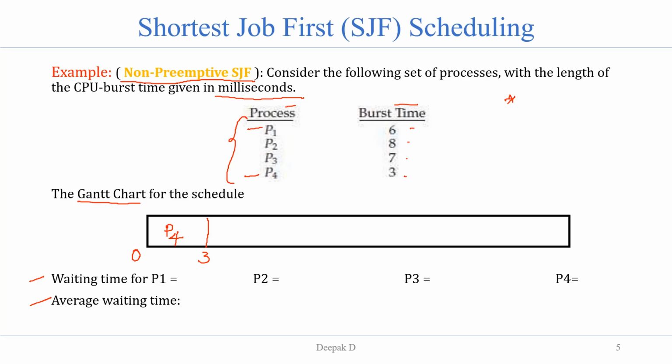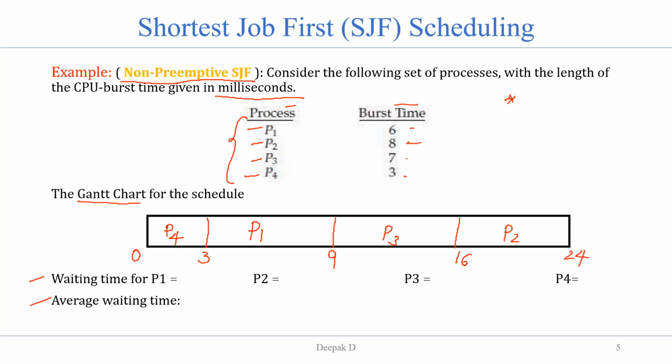So P1 is executed for 6 more milliseconds. So P1 here, and the value is 9. And the next one is 7, P3, which is executed till 16 milliseconds. And the last one is P2, which has 8 milliseconds of burst time. So that is P2 here and 24.